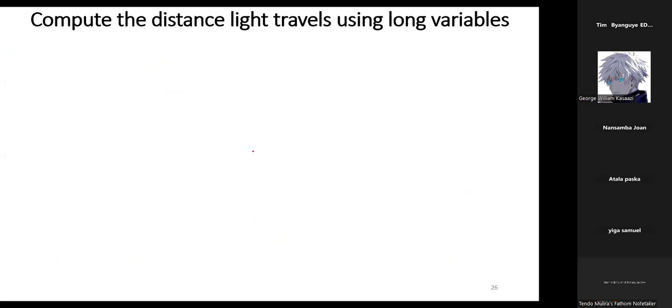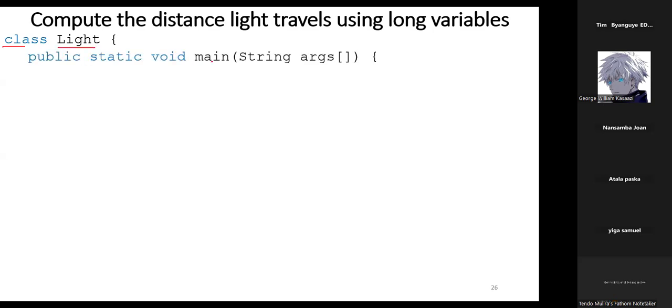None? Well, this is another one that gives you more work to do with variables. At least it goes beyond just using integers and uses long variables, just in case you want to see how we use those. So you have a class called Light, and this class has a main method.